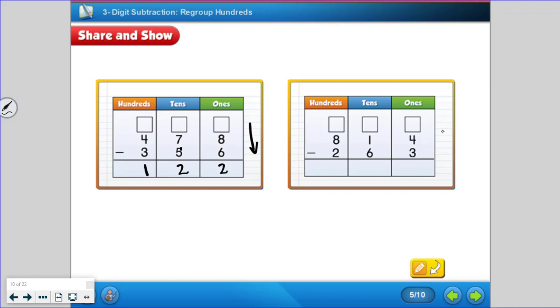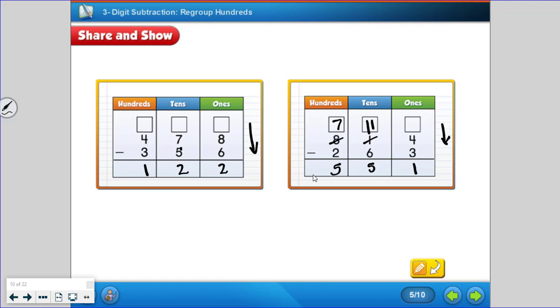Let's try the next one. So I'm going to draw my arrow so I know to subtract down. 4 ones take away 3 ones. 1. 1 ten take away 6 tens, right? We can't do it. You can't take 6 from 1. So we're going to regroup. So I'm going to cross these guys out. 8 becomes 7. 1 becomes 11. So now there's 11 tens. Can I take away 6 tens from 11 tens? Absolutely. So I have 5 tens left. Then I go to my hundreds. 7 hundreds take away 2 hundreds equals 500. So 551 is your answer.